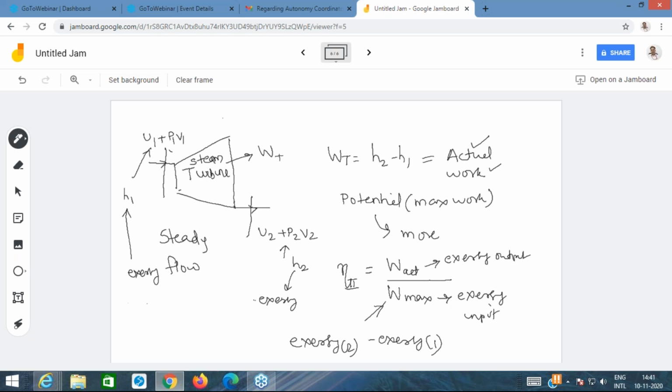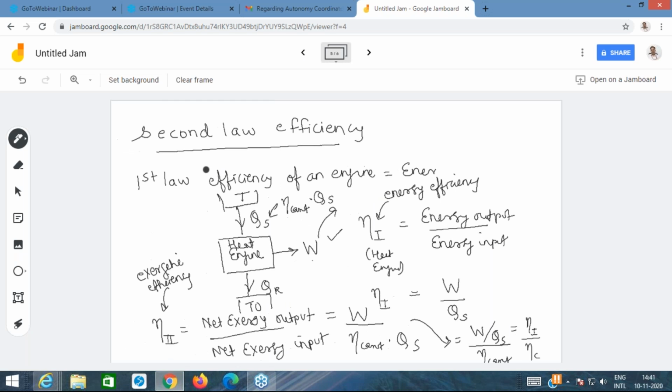Okay, I hope it is clear to you. This would be more clear when we solve the numericals, but for the time being, let me just go again to the first expression. Let me tell you the difference between second law efficiency and first law efficiency. First law efficiency gives you a comparison between the energy output and energy input, whereas the second law efficiency gives you a comparison between the exergy output and exergy input.